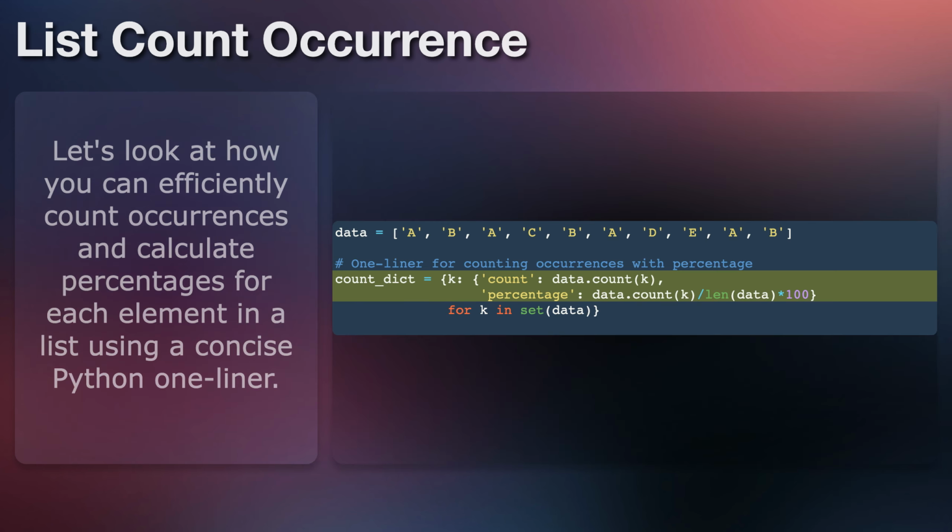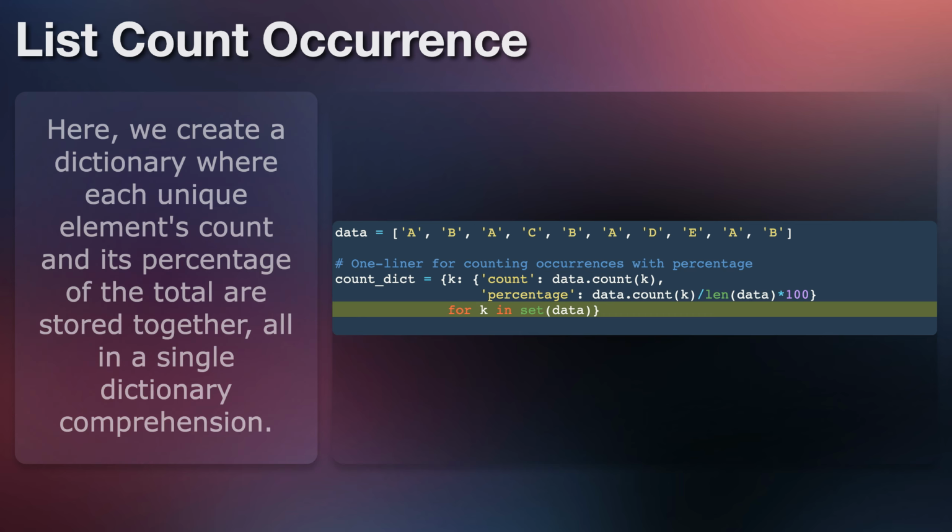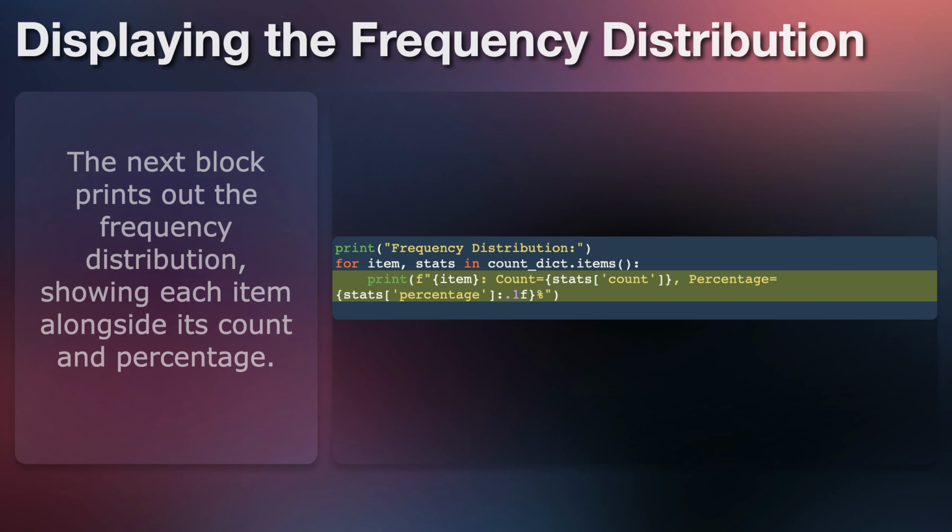Let's look at how you can efficiently count occurrences and calculate percentages for each element in a list using a concise Python one-liner. Here we create a dictionary where each unique element's count and its percentage of the total are stored together, all in a single dictionary comprehension. The next block prints out the frequency distribution, showing each item alongside its count and percentage.